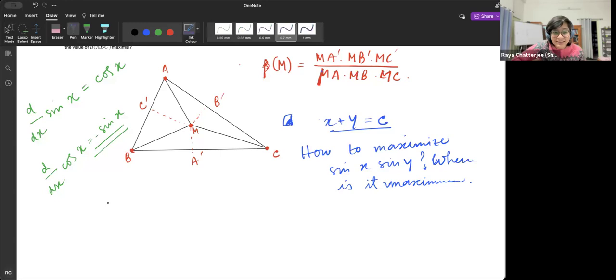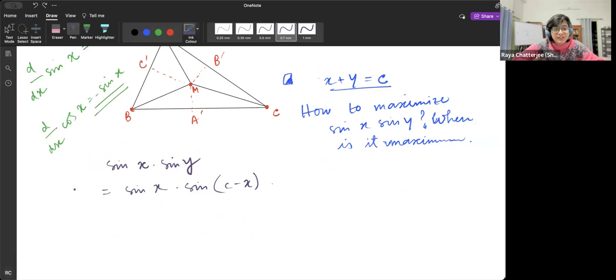Anyway, I'll just do a little bit of it, not the entire thing. The sine x times sine y is basically sine x times sine of C minus x, which means I don't need to convert it to cos. That is the first thing. And one more thing, I think you guys know that the maxima or minima is attained when f dashed x is 0. And we can find out if that is the maxima or the minima by calculating f double dashed x and looking at its sign. So is everybody familiar?